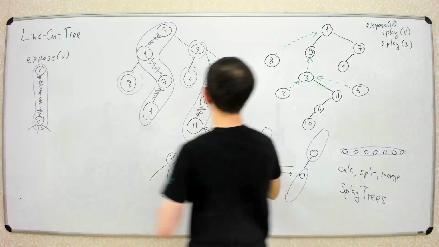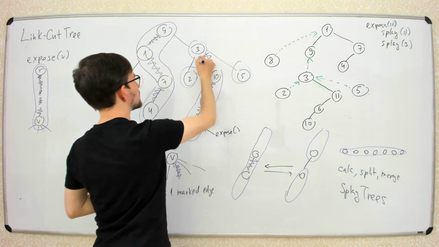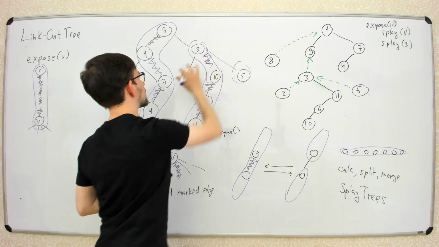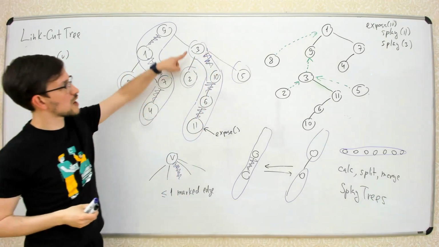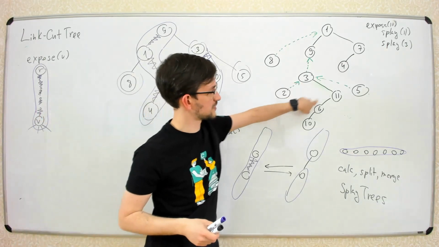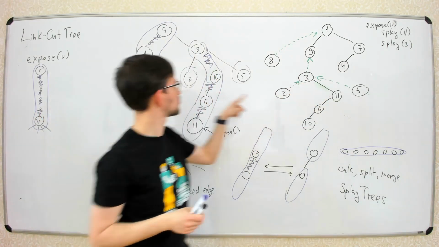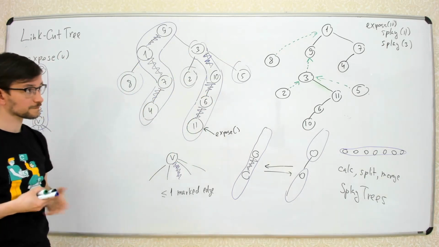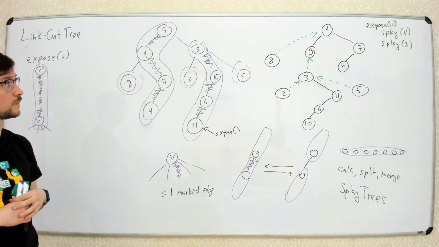That's all. Now this edge is marked and you have this path of 4 nodes. Again, now you have this path 3, 10, 6, 11. It's here: 3, 10, 6, 11. So this splay tree corresponds to this path. That's all.